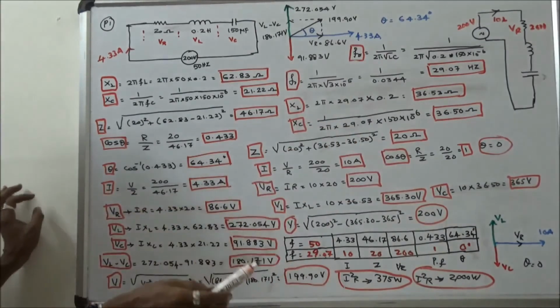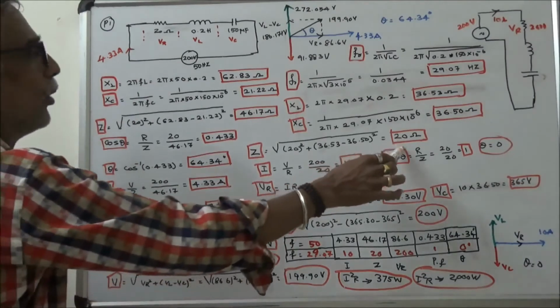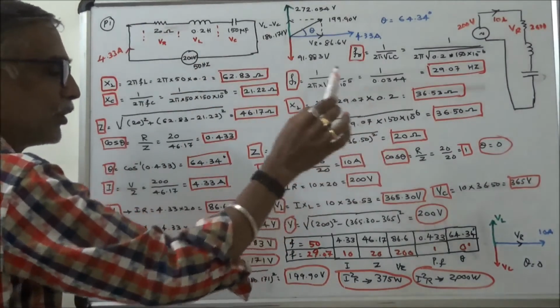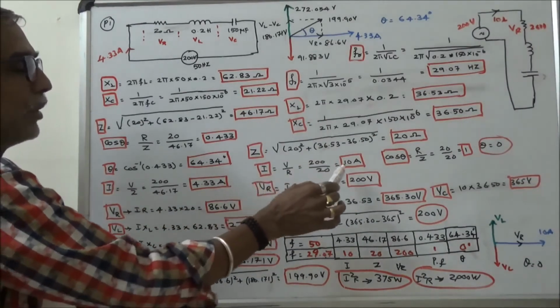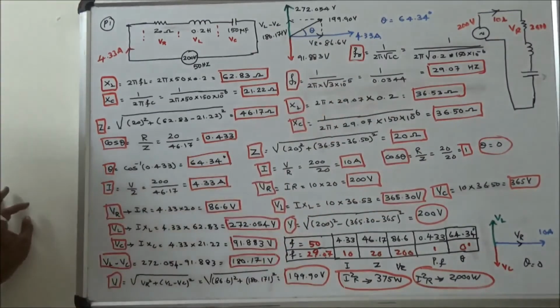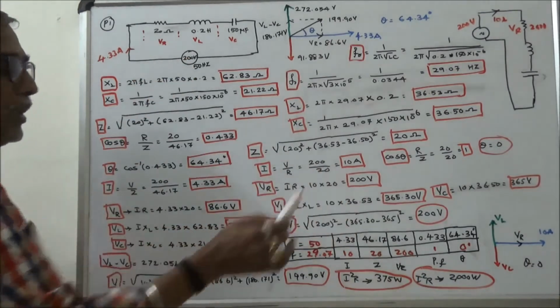At resonance, the resistance value is equal to the impedance value. Here it is 20 ohms. The resistance value is 20, the impedance value is also 20. I is equal to V by R, that is equal to 10 amps. Cos theta is equal to 1, theta is equal to 0. Voltage drop across the resistor is equal to 200 volts.